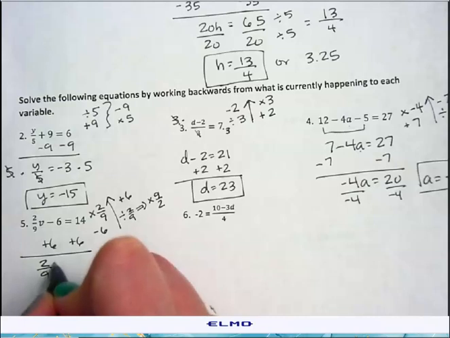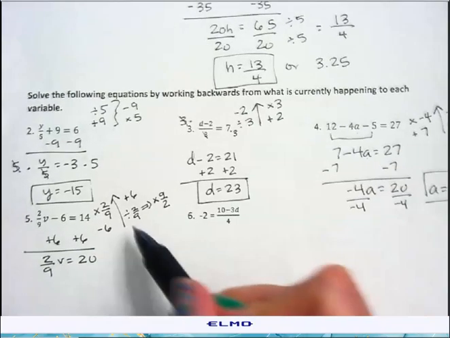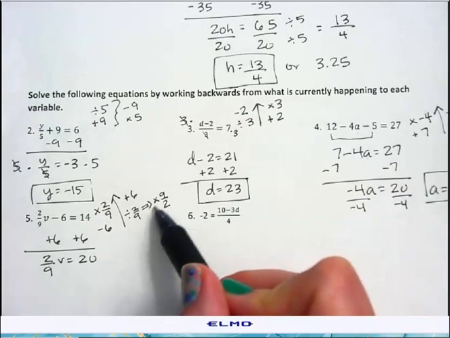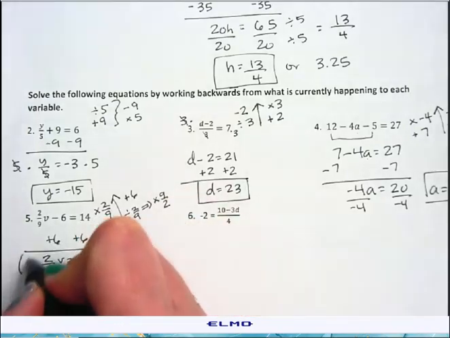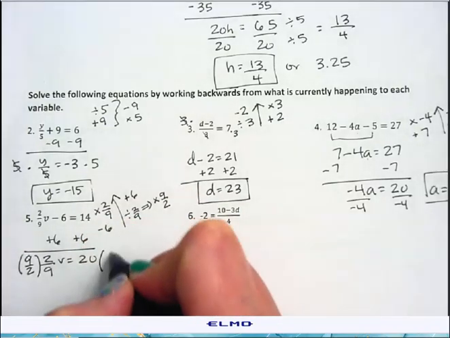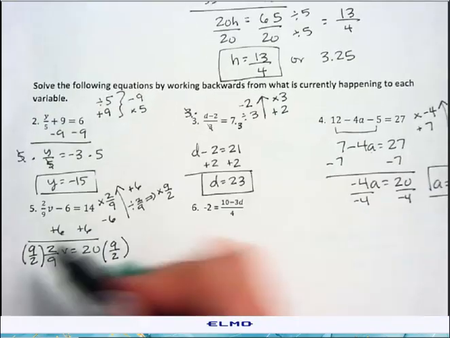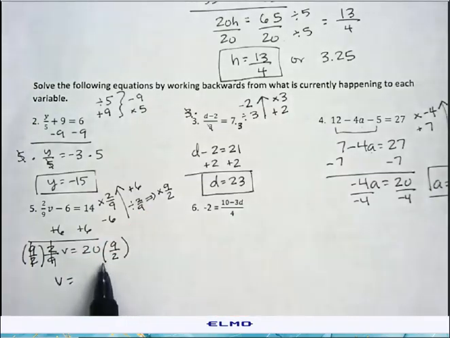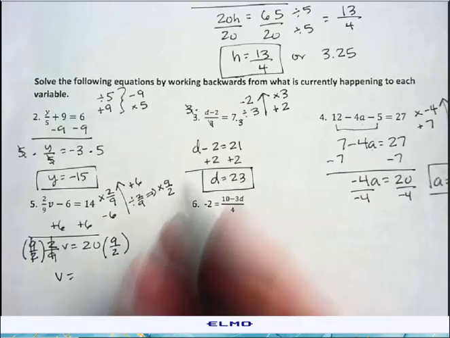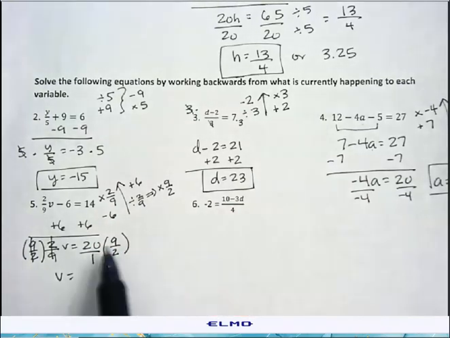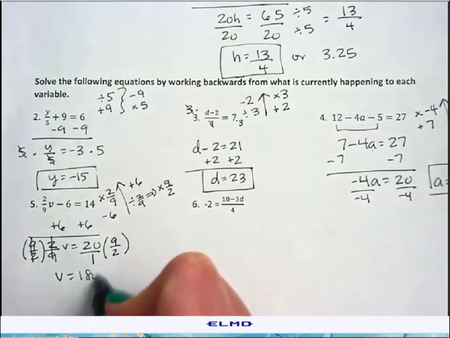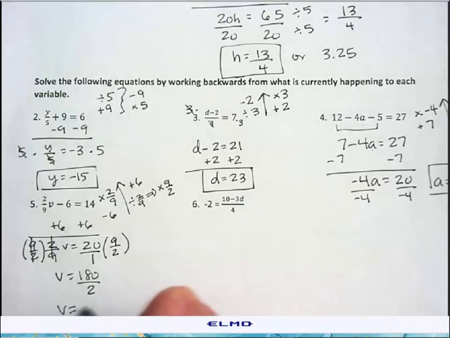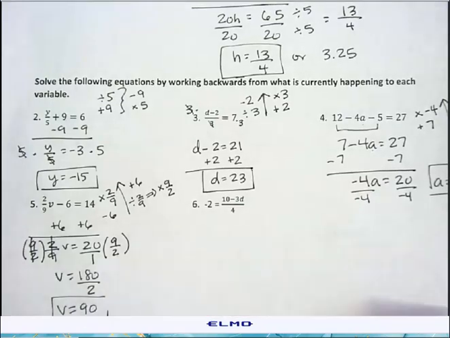So add 6. So then I have 2/9 v equals 20. And then dividing by 2/9 is the same as multiplying by 9/2. So do that to both sides. 9/2 cancels 2/9. And then multiplying here, so to multiply by a fraction when the other one's not a fraction, we're going to put it over 1, and then we're going to multiply across the top and across the bottom. So that gives me 180/2, and that simplifies to 90.